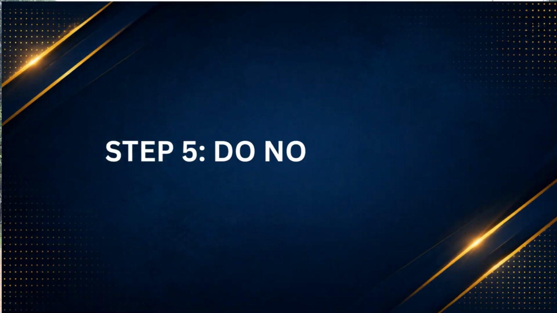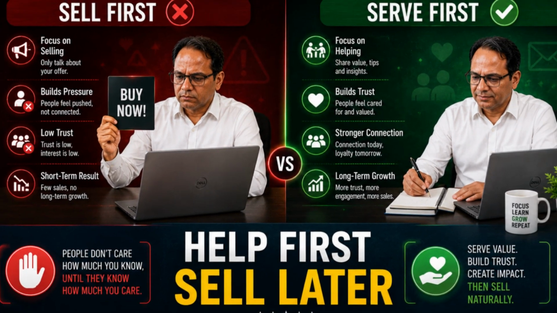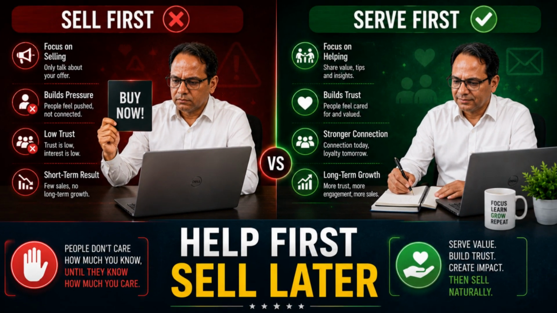Now, let us discuss the biggest mistake beginners make. Step 5. Do not sell too early. Many people start an email list with only one intention, selling. But relationships do not work that way. First, help people, educate people, inspire people, then introduce your product or services. People buy from those they trust. Your email list should feel like a helpful conversation, not a promotional message.